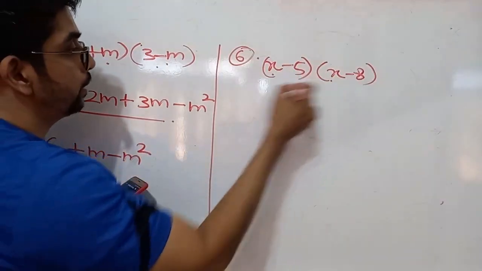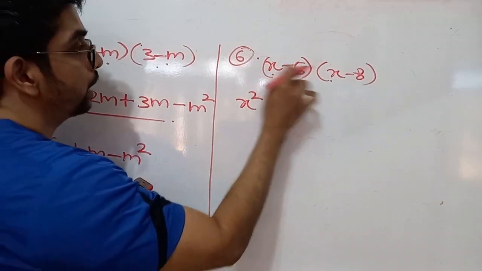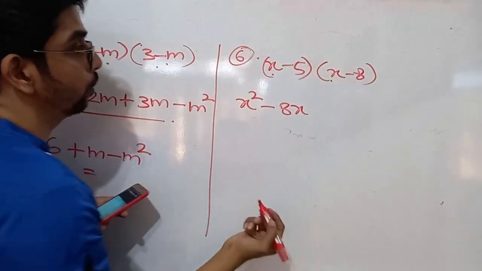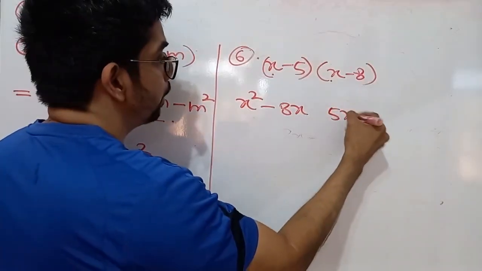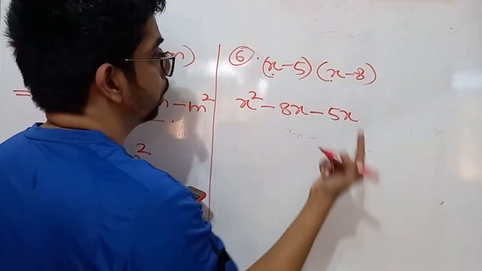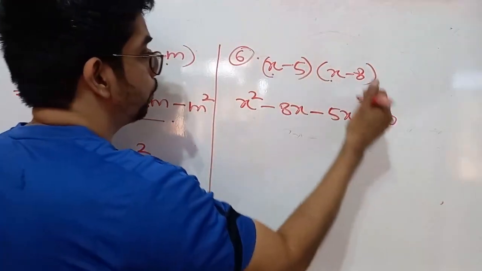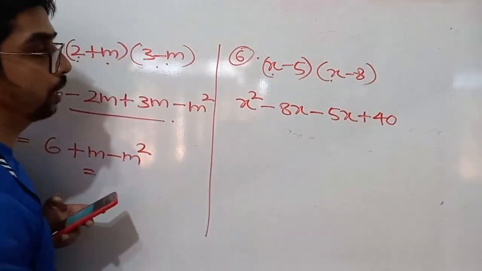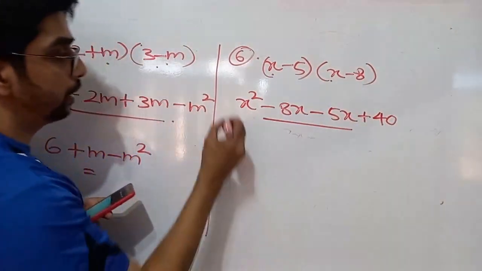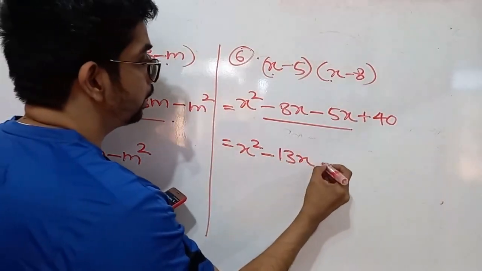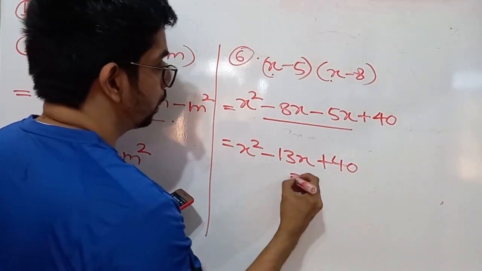Right? So x into x, that is x squared. X into 8, that is 8x. So positive into negative, that is negative. 5 into x, that is 5x. Negative into positive, that is negative. 5 into 8, that is 40. Positive into positive, that is positive 40. So here we have like terms. So x squared, negative 13x, positive 40.